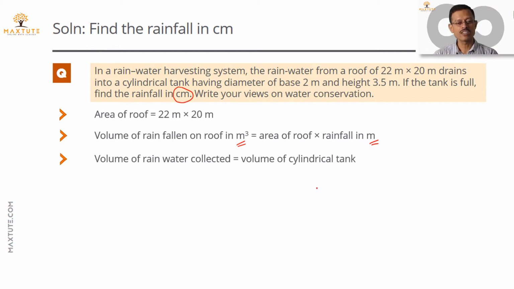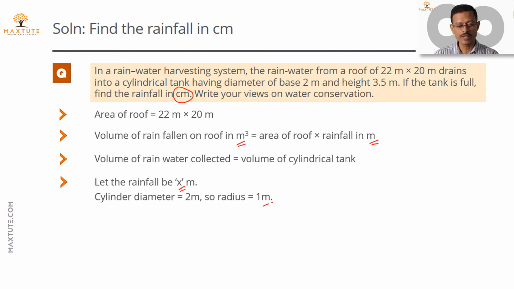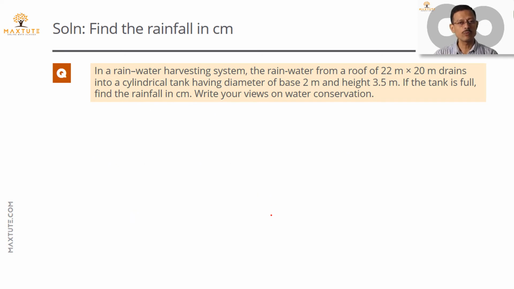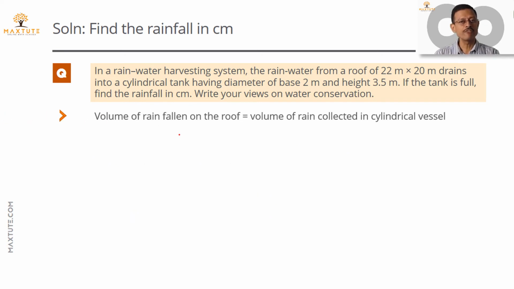The first variable is what we need to find out, the rainfall. So we're establishing the rainfall as a variable, which is x meters. The diameter of the cylindrical vessel is given, which is 2 meters, so its radius is going to be 1 meter. Height of the cylindrical vessel is given, which is 3.5 meters. For ease of computation, I'm going to write it as a fraction, 7 by 2 meters. Solving this question has only one concept: the volume of rain fallen on the roof is equal to the volume of rain collected in the cylindrical vessel.